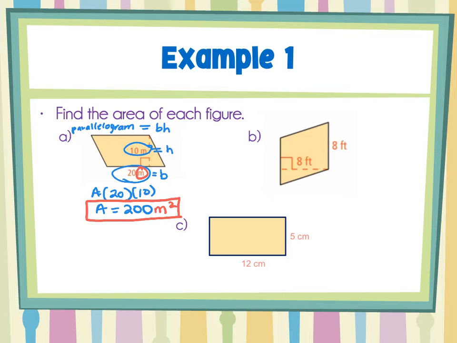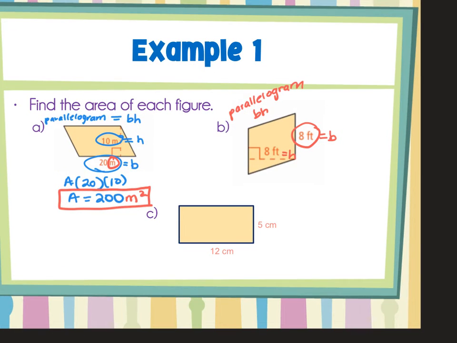Easy stuff, right? Okay, next one, B, is also a parallelogram, which means it's base times height. The base and the height are the same this time. The base is 8 and the height is also 8. So area is 8 times 8, which is 64 feet squared.